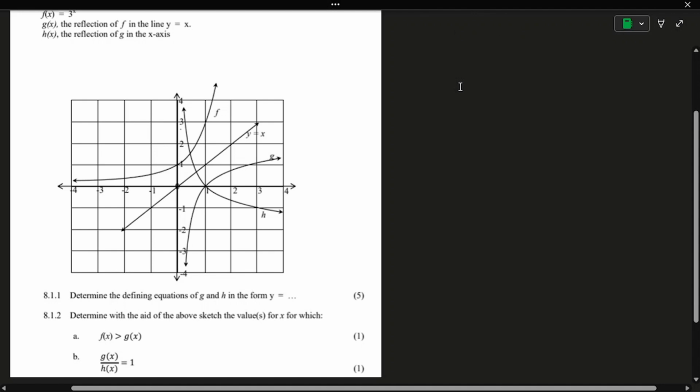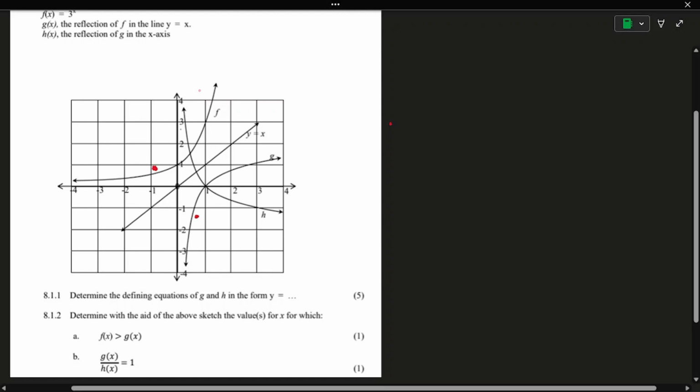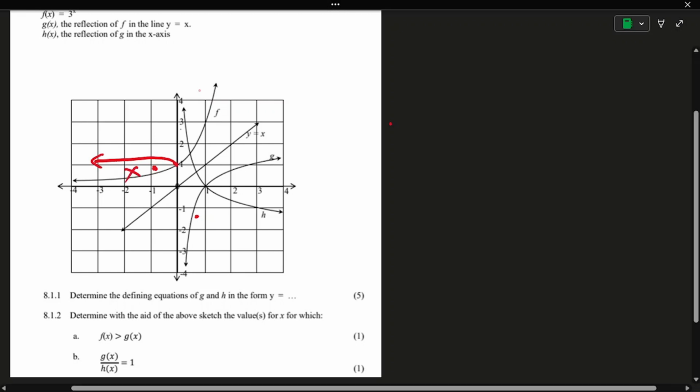8.1.2, determine with the aid of the above sketch the values of x for which f of x is greater than g of x. Now let's look at that. This is our f function, and this is our g function. From this point going that side, you can see that f is above, but g is not available when x is negative. So this part cannot be included.